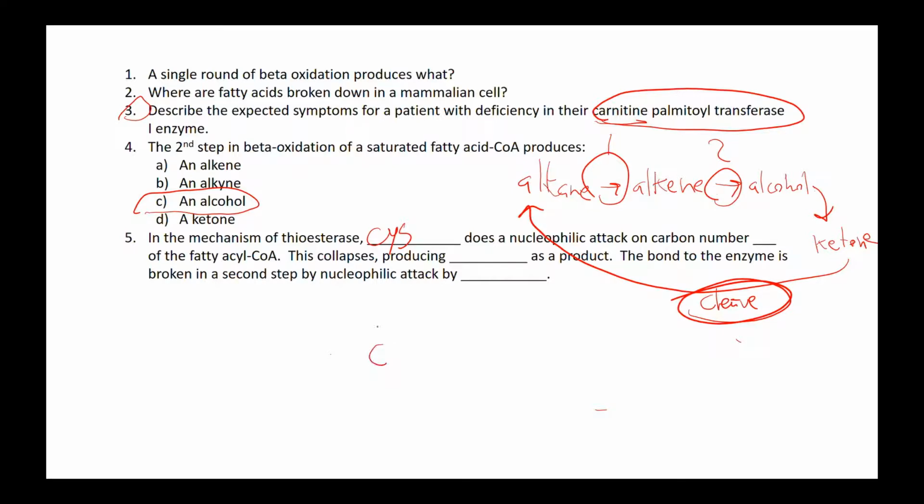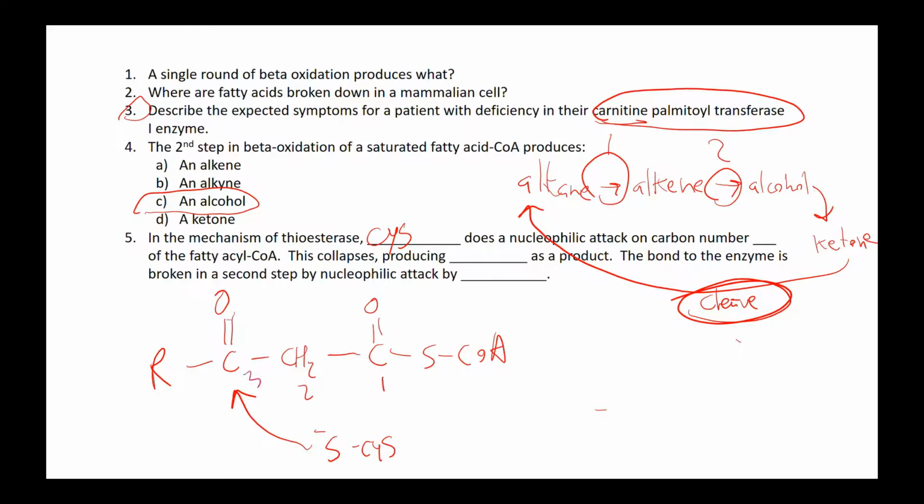Now let's look at the structure of our fatty acid at this point. We basically took our alkane, turned it into alkene, then hydrated it. Then we turned that alcohol into a ketone, and that ketone is on carbon number 3 here. So the cysteine in the active site of this enzyme is going to do a nucleophilic attack on carbon. Carbon 1 is there, 2 is there, 3 is there. So carbon number 3 of the fatty acyl CoA.